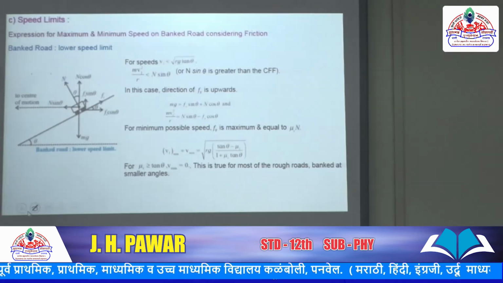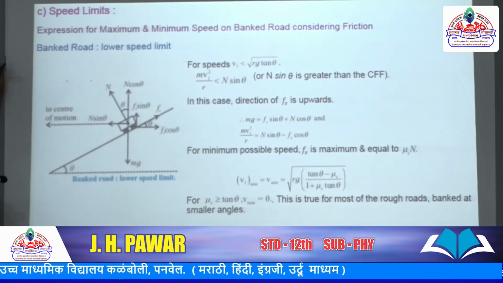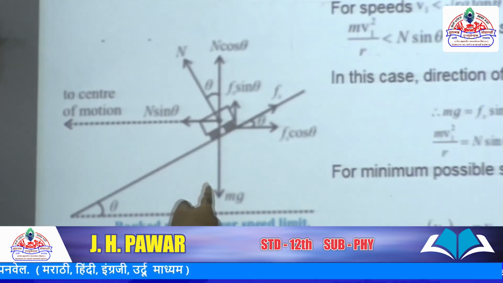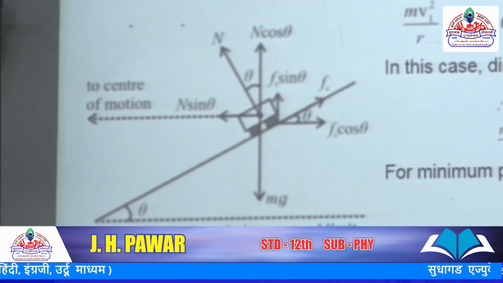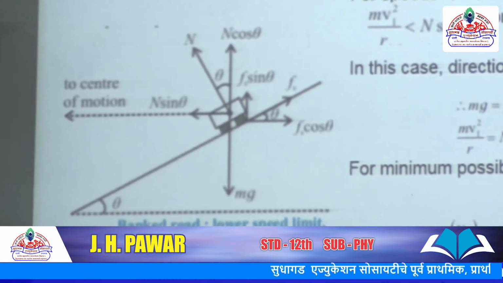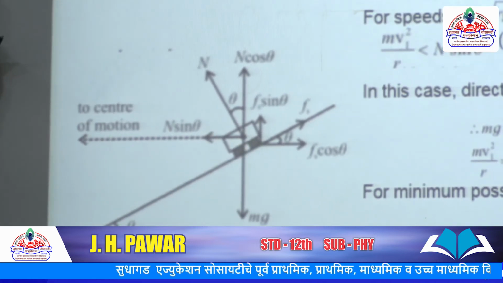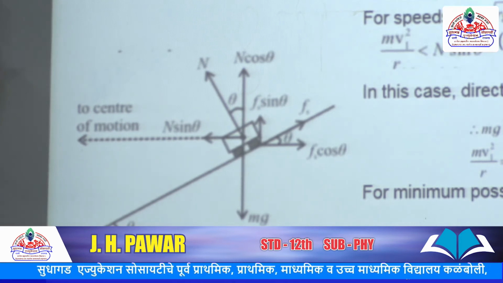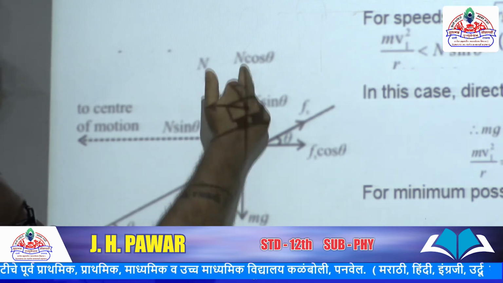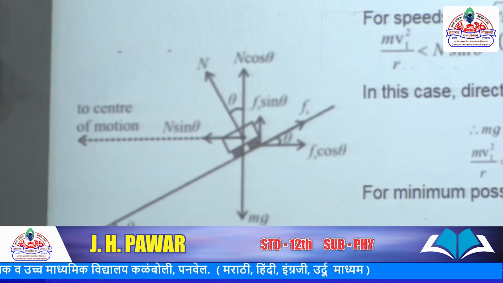Here we go through the banked road, the lower speed limit. Again we go through the same thing. Here the weight of the vehicle is acting vertically downwards. The force of reaction, or normal reaction, is acting perpendicular to the plane of the surface. Again the normal reaction is resolved into two components, N cos theta and N sin theta. N cos theta is vertically upwards and N sin theta is towards the center of the circular track.